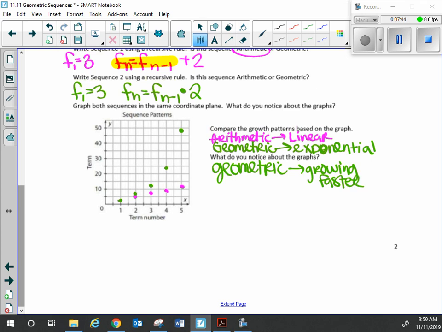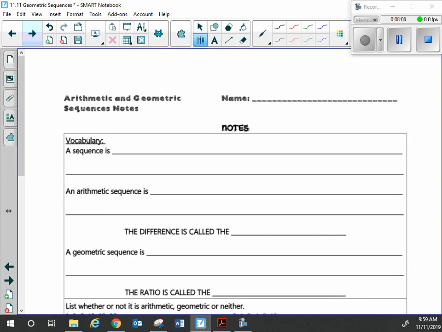Which one has a constant rate of change? Arithmetic. Good. All right. We good to move forward? All right. Flip it over.